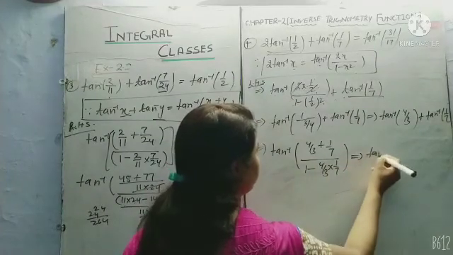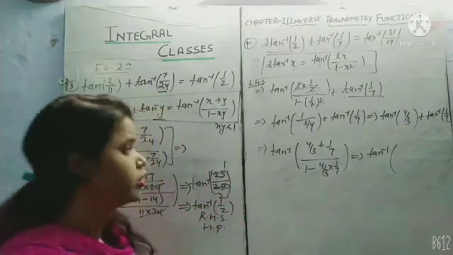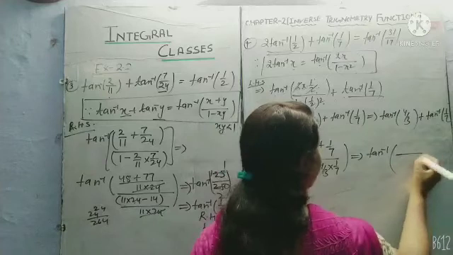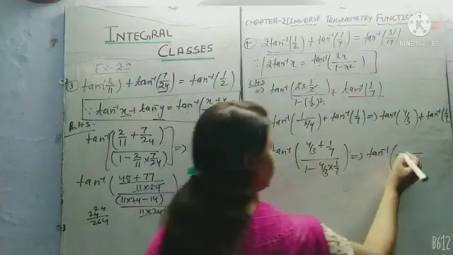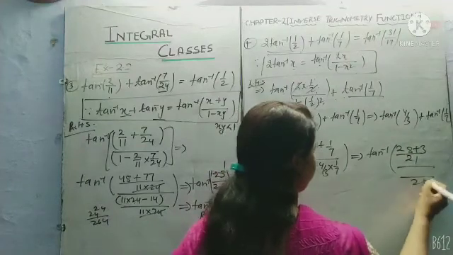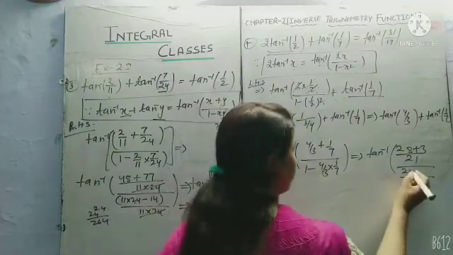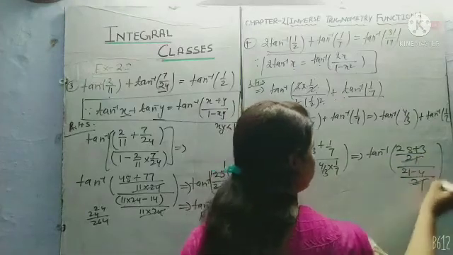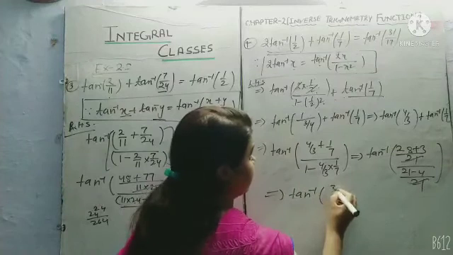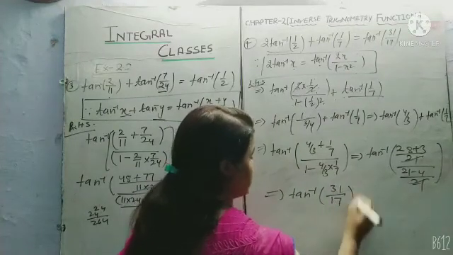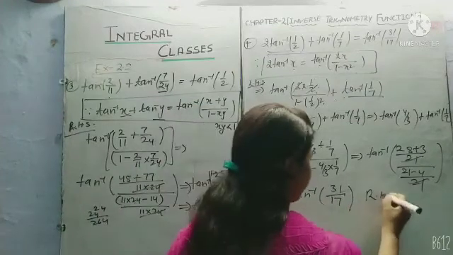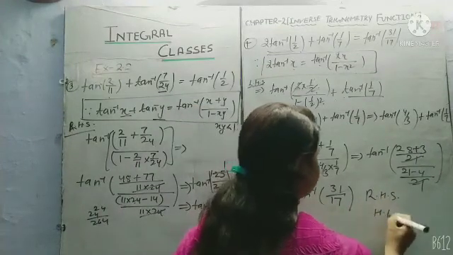So it will become here tan inverse. Now take the LCM. LCM is 21. 7 times 4 is 28, plus 3, upon again 21 is the LCM, 21 minus 4. These are cancelled to each other. Then the answer is tan inverse 31 upon 70. Now from the left hand side we will get the right hand side. So hence proved.